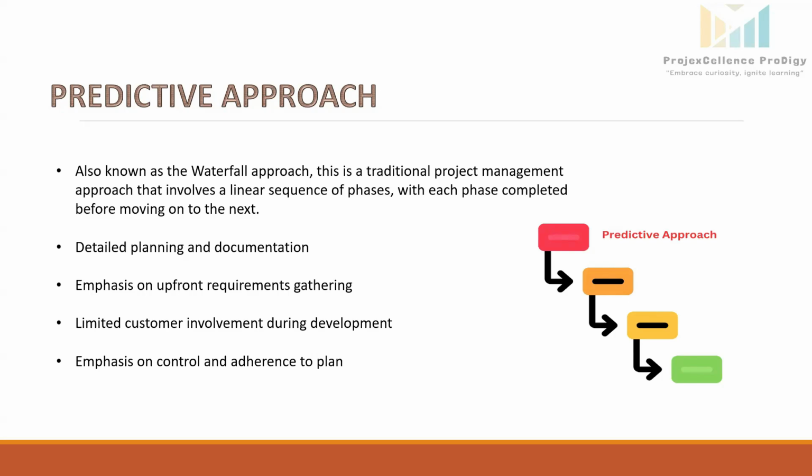Water flows over the edge of the cliff in a predictive manner. It doesn't change its course. It maintains a fixed structure and progression. Similarly, in our predictive approach, project activities follow a predetermined, pre-planned sequence, with each phase progressing in a structured manner. In the waterfall approach, each phase of the project is completed before moving on to the next phase.